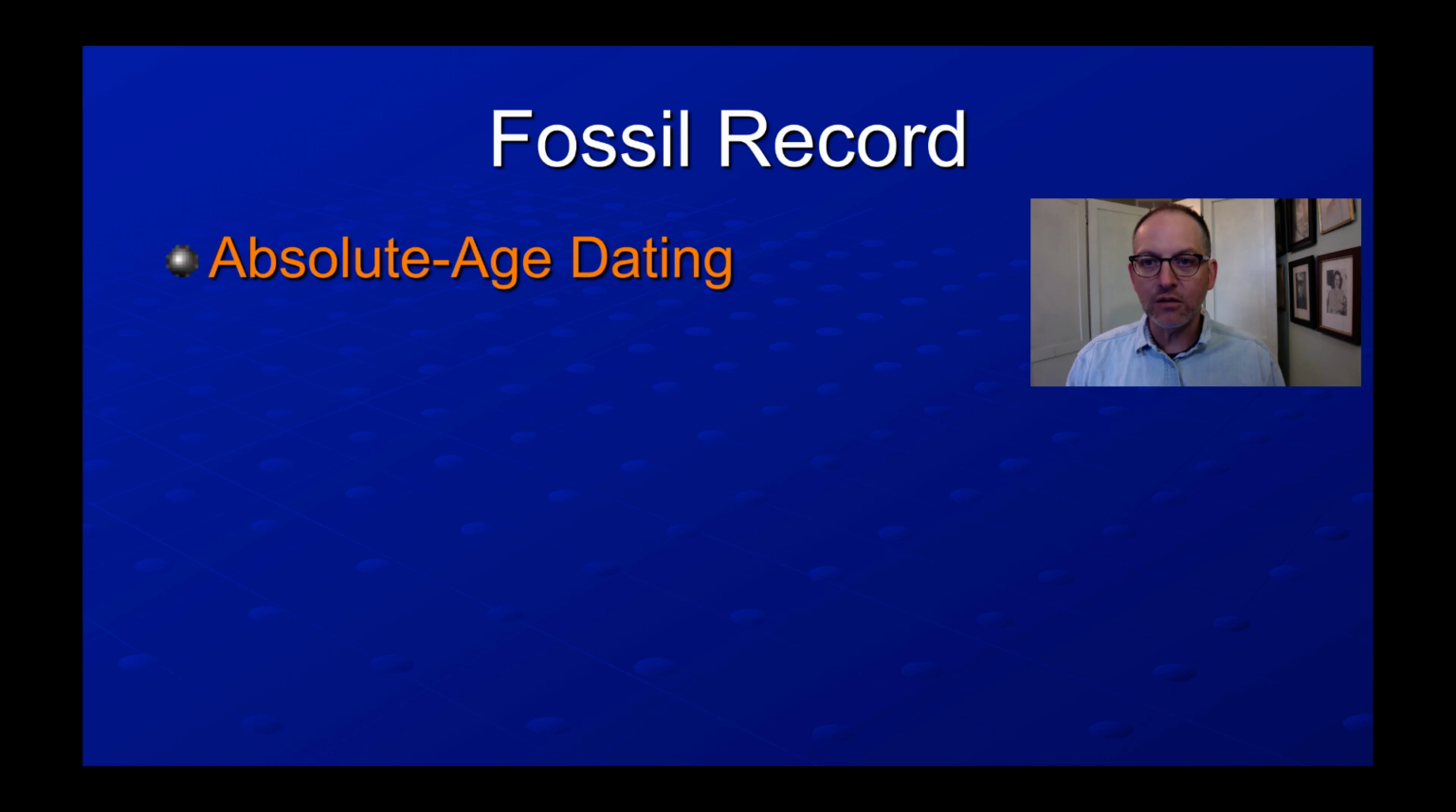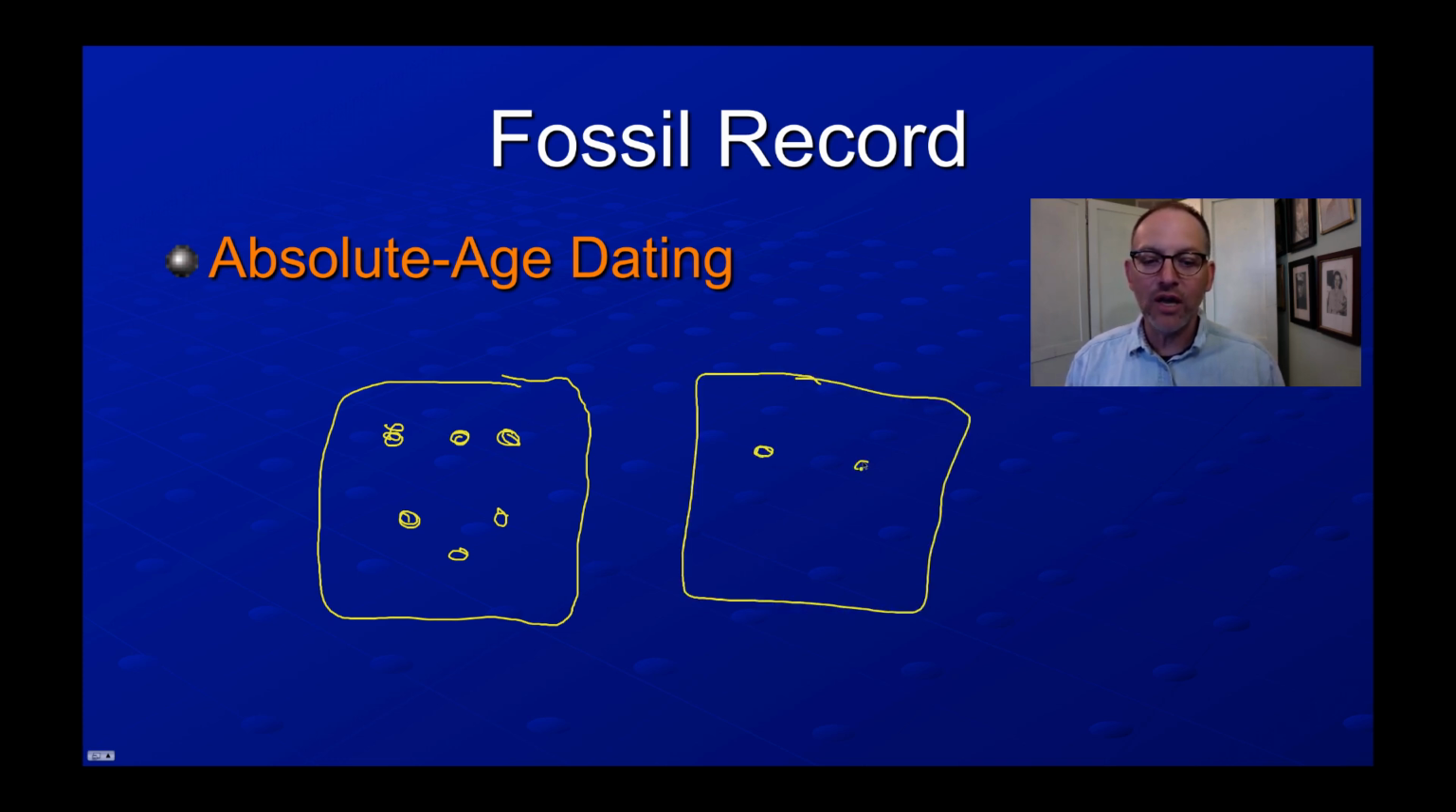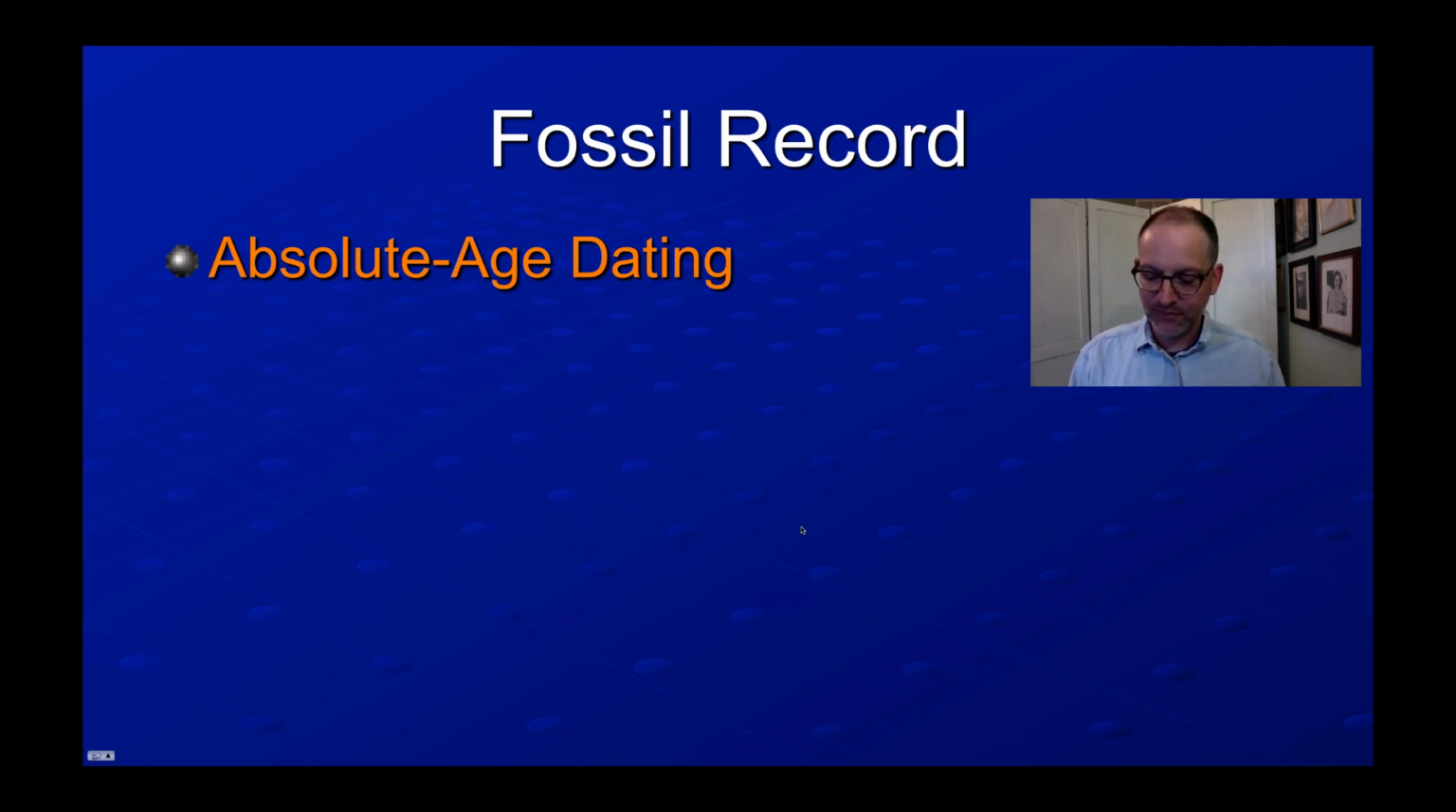There's another kind of dating that's called absolute age dating. And in this, what they do is they'll take a fossil, let's say that this is a piece of it, and they look to see how much radioactivity is in it. And by looking at how much radioactivity something has, they can determine its age. So the more radioactive it is, the younger it is. And as something gets older, it will have less radioactivity. We'll talk more about that in class rather than do it right here.